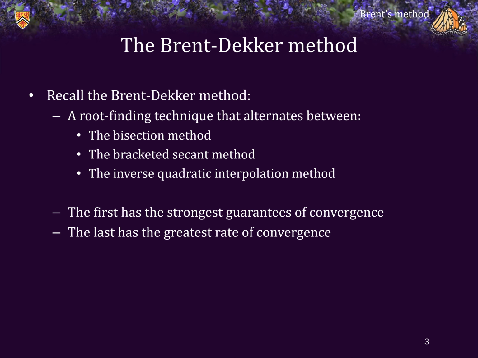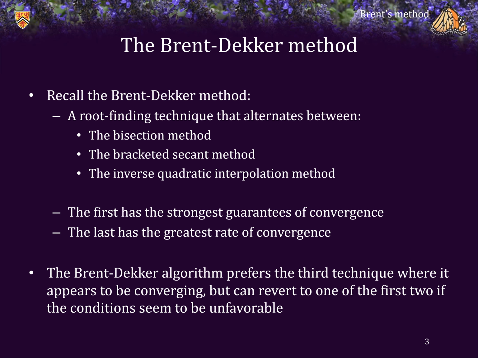The last, however, has potentially the greatest rate of convergence under ideal conditions. So the Brent-Dekker algorithm prefers the technique where that technique appears to be converging, but if necessary, it will revert to one of the first two if the conditions seem to be unfavorable.